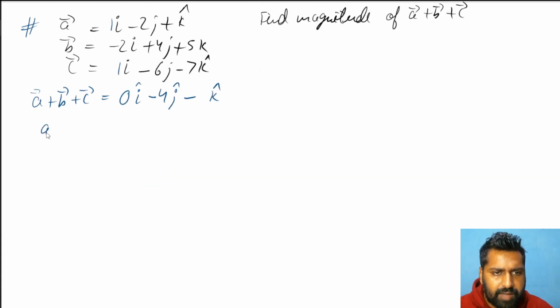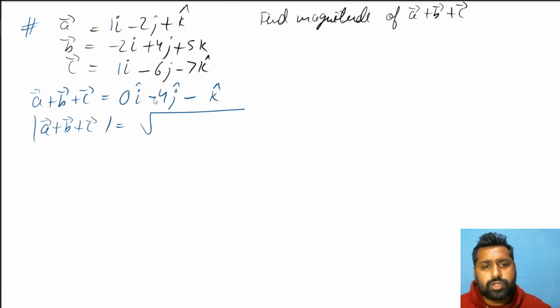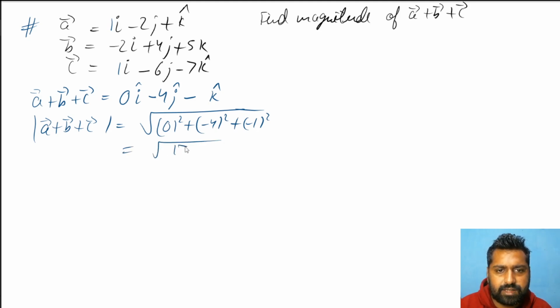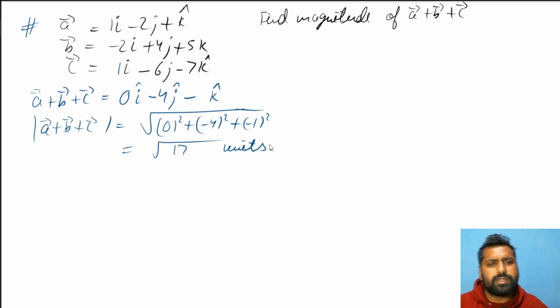Now in order to get the magnitude of A plus B plus C vector, how do we get the magnitude? You square each component, i component, j component, k component. Component means the value. So you square it: 0 square plus minus 4 square plus minus 1 square. So what do we get? Root of 16 plus 1, that is 17 units. So root 17 is the answer.